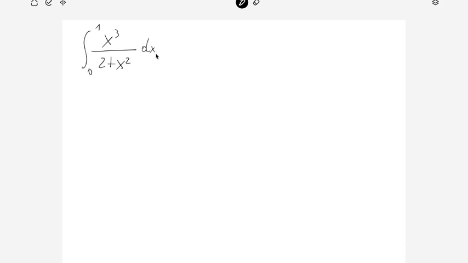Okay, in order to solve it, I think it is good that we learn once and for all the division between polynomials, because it has appeared in some exercise, and so I think it is good to learn it. So how can we do the division between polynomials?